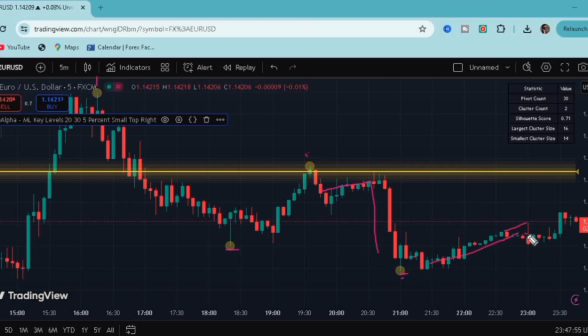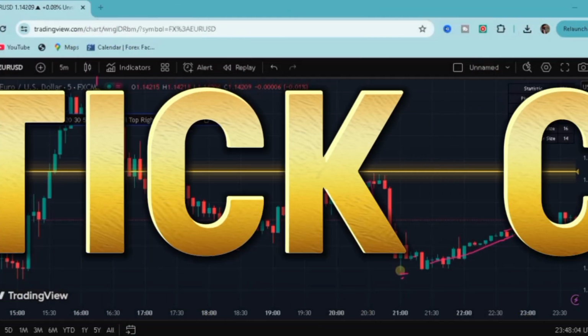This can work, guys, but remember, you have to be very careful, rather very watchful, simply because you have to witness something we call candlestick closure.